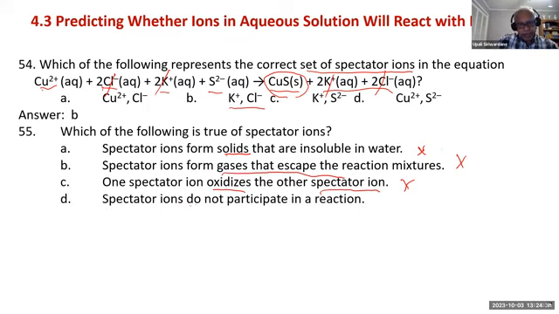Spectator ions do not participate in a reaction. Normally, spectator ions are the ones that don't participate in the reaction, like in the precipitation reaction we showed here. Answer is D.